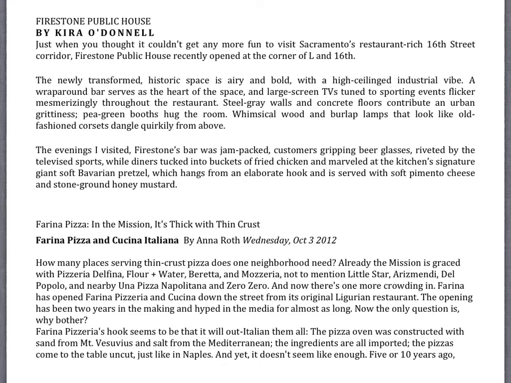The next 2 examples are from the Firestone Public House. Take a look at the whole opening. Write down what's going on there. Farina Pizza is the next one. Some of these restaurants are making me hungry. Just keep looking for things that are different. If the writer's doing the same thing as somebody else, you don't have to write it down again. Find things that are different.